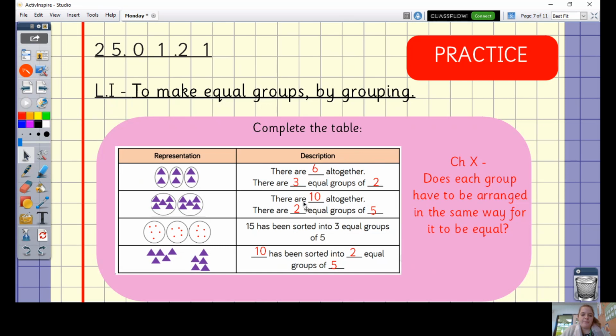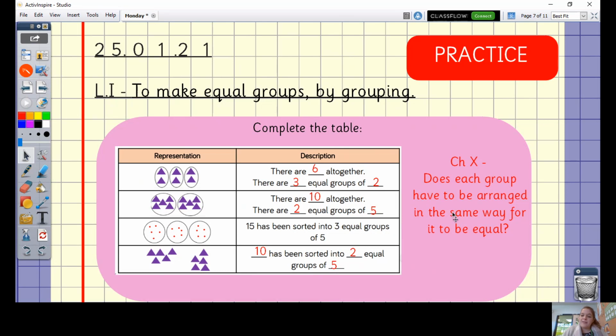Let's move on to the second one. There are 10 altogether, because we've got two groups of 5, there are 2 equal groups of 5. And then here, this is where it switches round slightly. 15 has been sorted into 3 equal groups of 5. So I know there are 5 in each group, so I've just drawn 5 dots in each of those groups. And then finally, this last one, 10 has been sorted into 2 equal groups of 5.